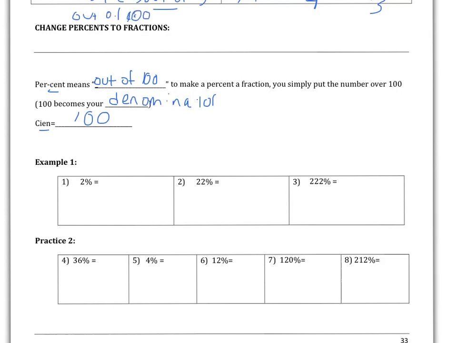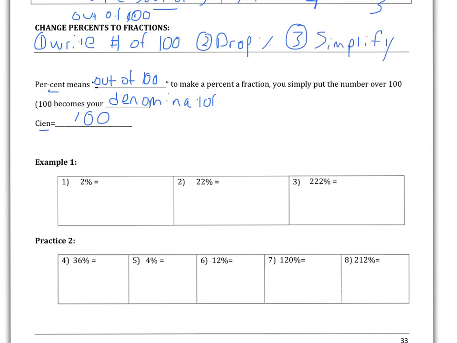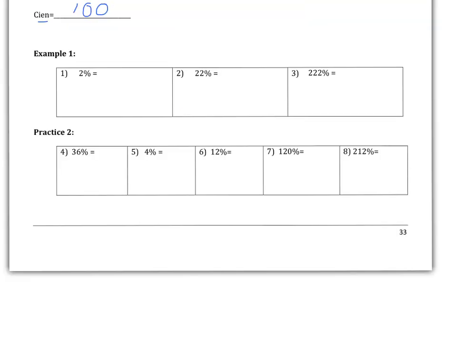All right, so going back up here to change percents, which again is out of 100, to change percents to fractions, we're simply going to first write the number over 100. We're going to drop the percent symbol, and then with all fractions we have to simplify, or reduce, the fraction.